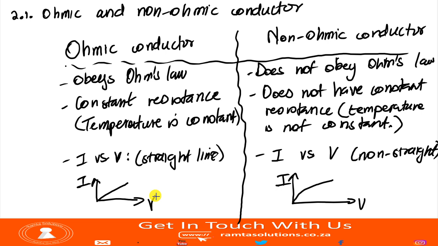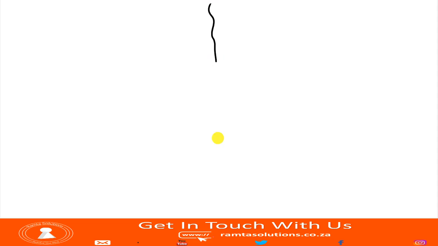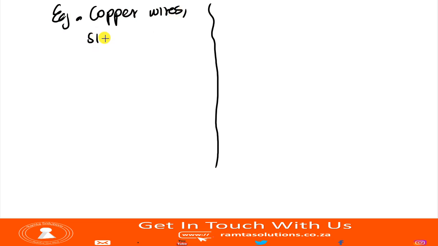Ohm's law says that potential difference is directly proportional to current, provided temperature is constant. So conductors that obey Ohm's law will have constant temperature. I'm going to give you examples and you will see that. Now, we are continuing. So, examples. Think of your copper wires, silver wires, and so on.